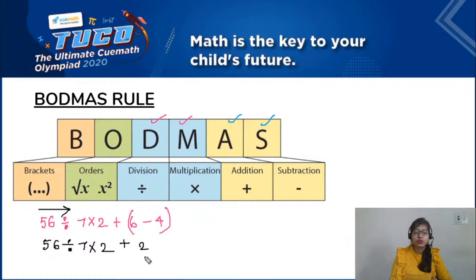6 minus 4 is 2. Okay. Now going ahead from left to right again, 56 divided by 7 gives us 8. So 8 times 2 plus 2. And then from here I could say 8 times 2 is 16. And then I have a plus 2 and this would give me an 18.